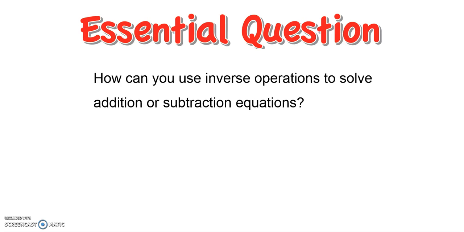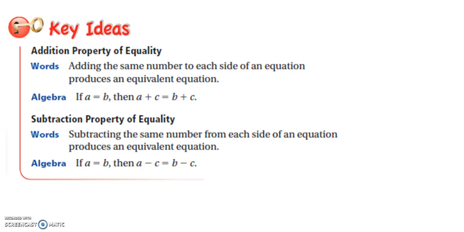Okay, essential question. How can you use inverse operations to solve addition or subtraction equations? And then here are some notes that you're going to want to write down because this will help you understand a lot. Not everything, I'm sure. So, addition property of equality. Adding the same number to each side of the equation produces an equivalent equation.